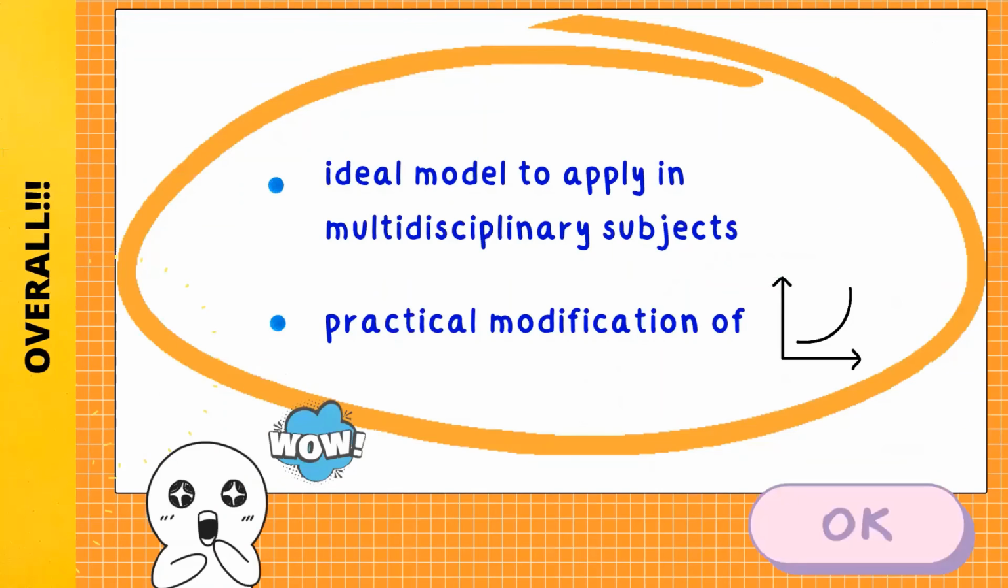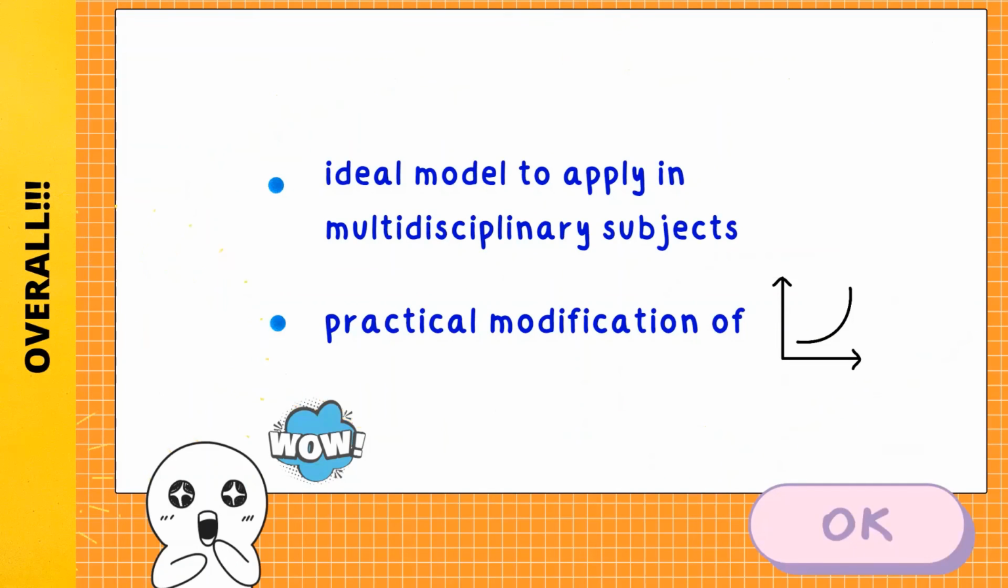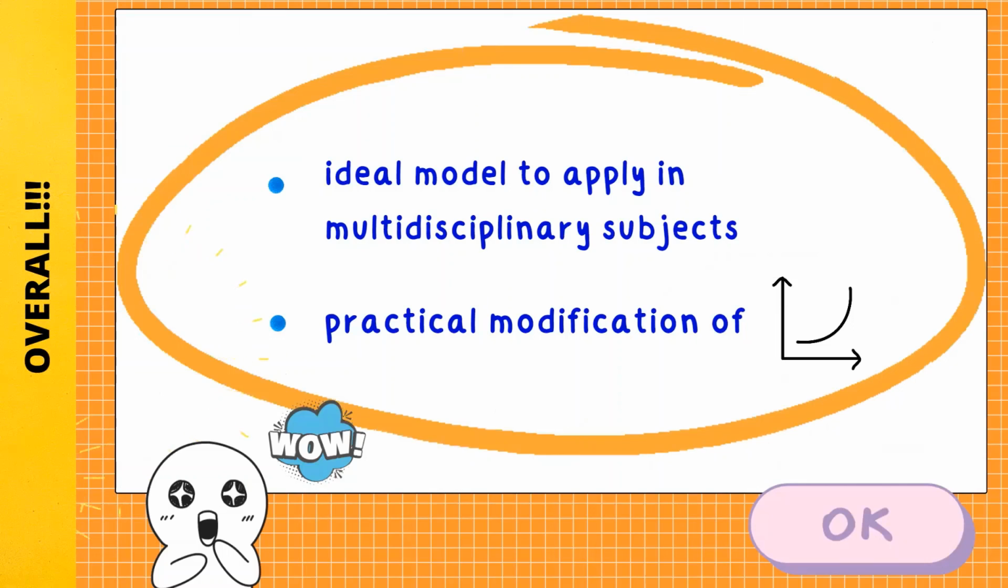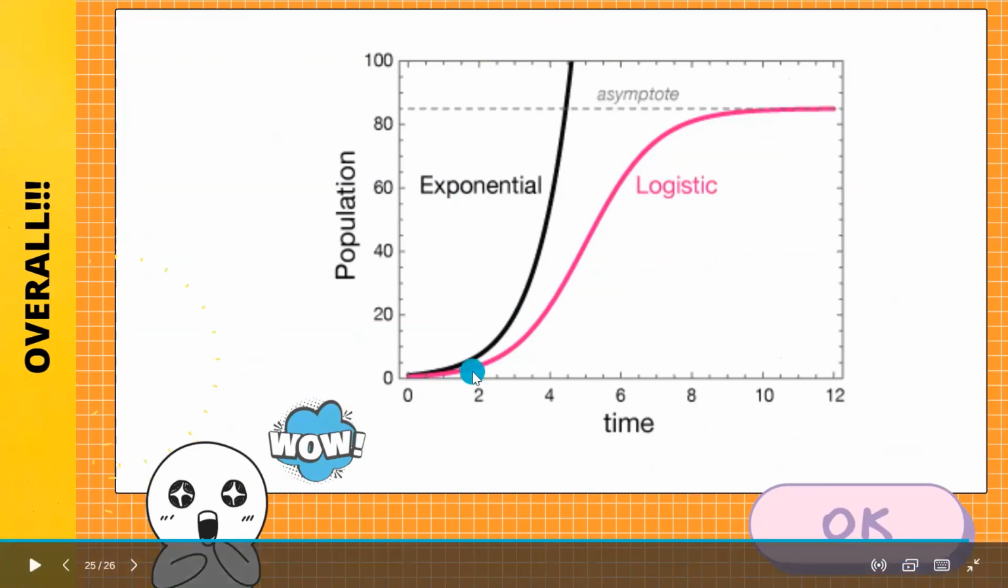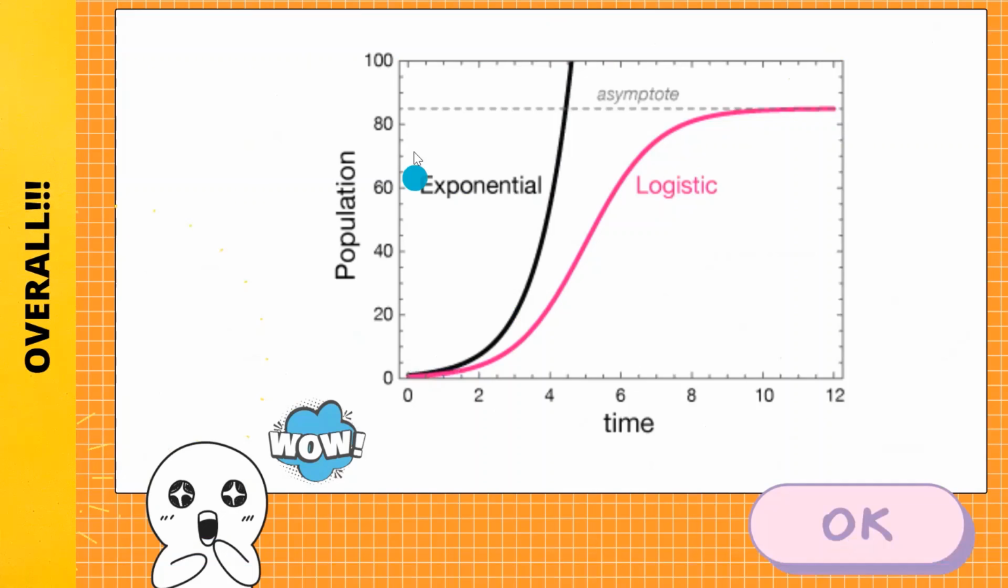To sum up, the logistic function is an ideal model to apply in multidisciplinary subjects. It can be regarded as a practical modification of exponential growth. While the rate of exponential growth is unbounded, this is unachievable in some cases, such as population, where an upper bound is usually present. The logistic function, a more practical model, will solve the problem rightly.